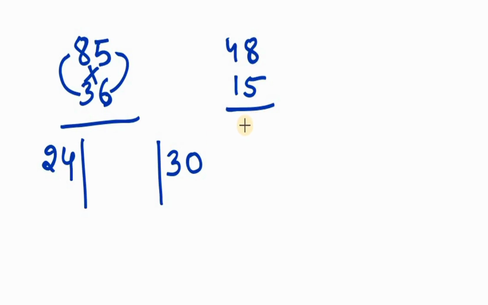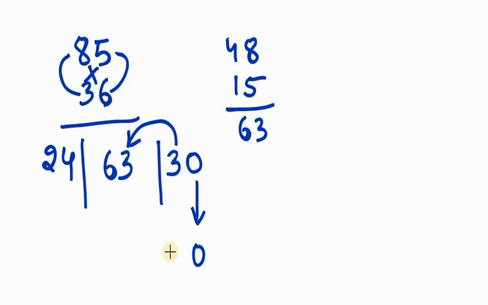Here we will get 63. 63 I am writing here. Okay, so we write 0 as it is. So now add 3 and 3, what we will get? 6. Now this 6 and 4, what we will get? 10. So 2 and 1 we will get 3. 3060 is the answer.